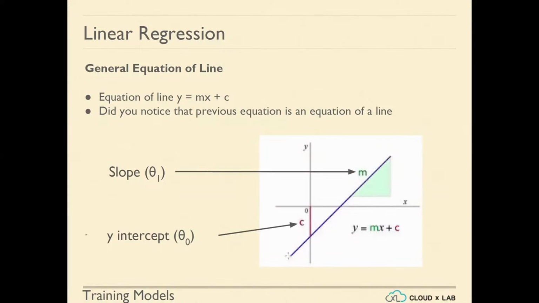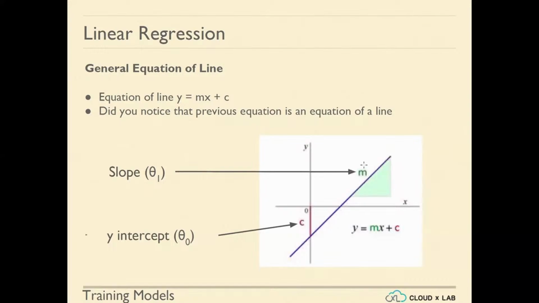Suppose if you fix this m value, this slope, and decrease this c value, the line will shift in this direction, right? If you increase c value, this line will shift along the positive y direction. If you decrease c value, the line will shift along the negative y direction.